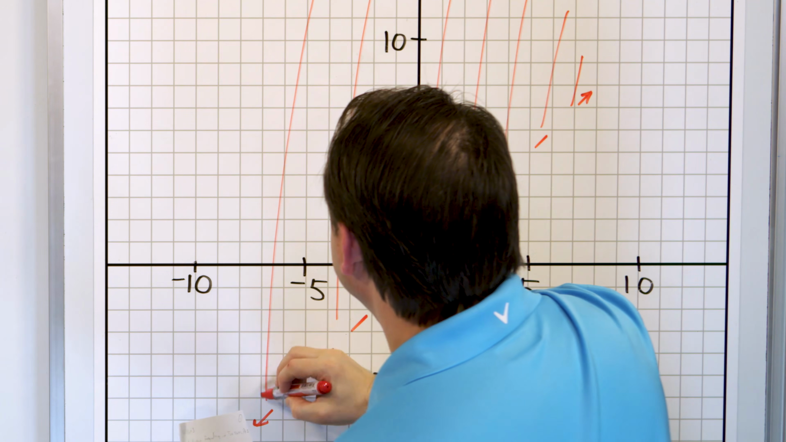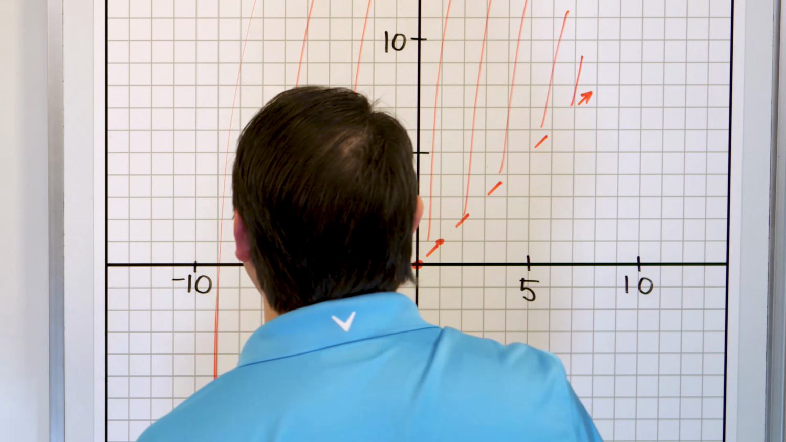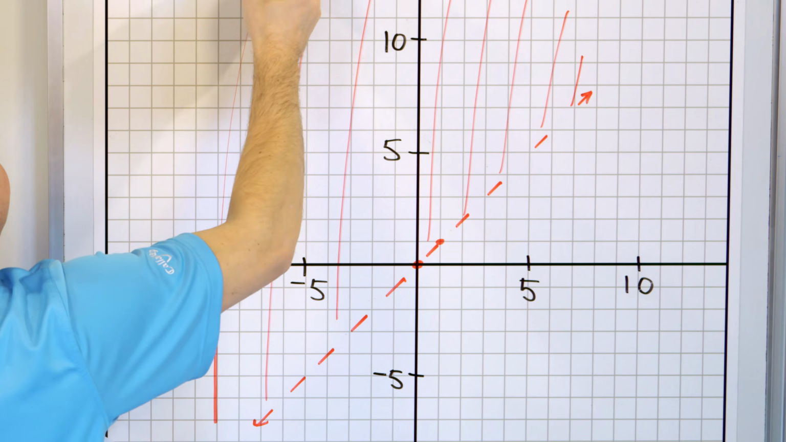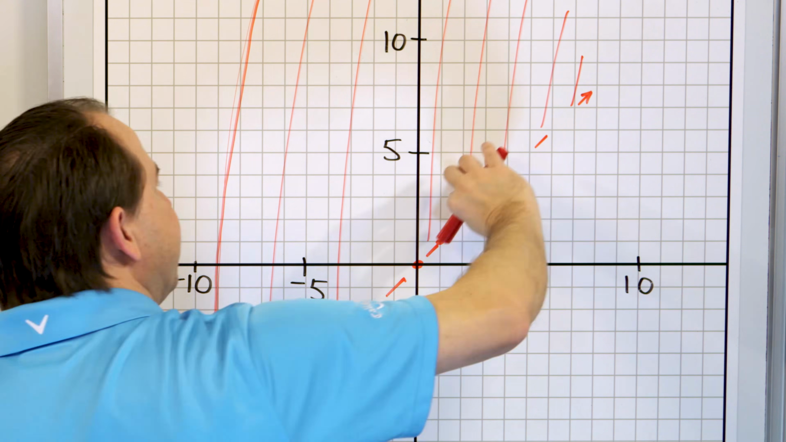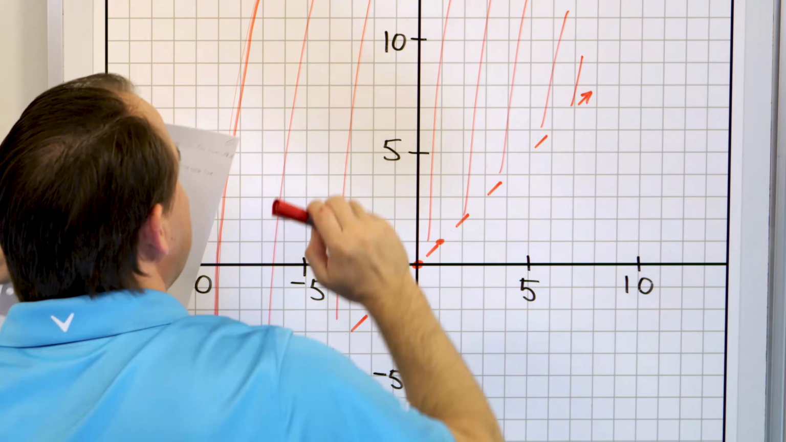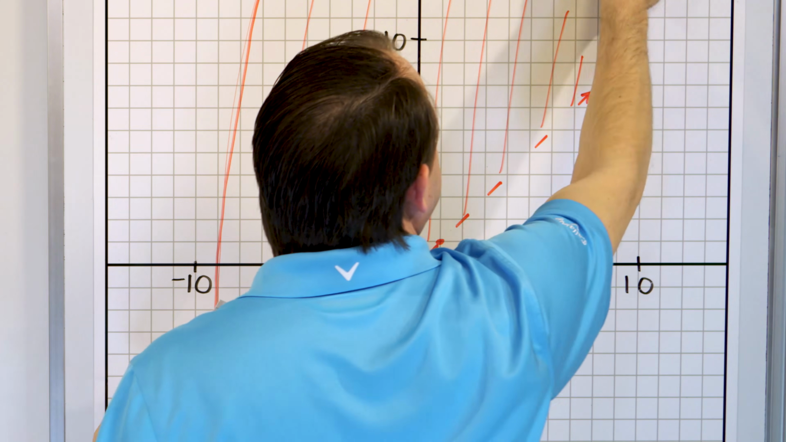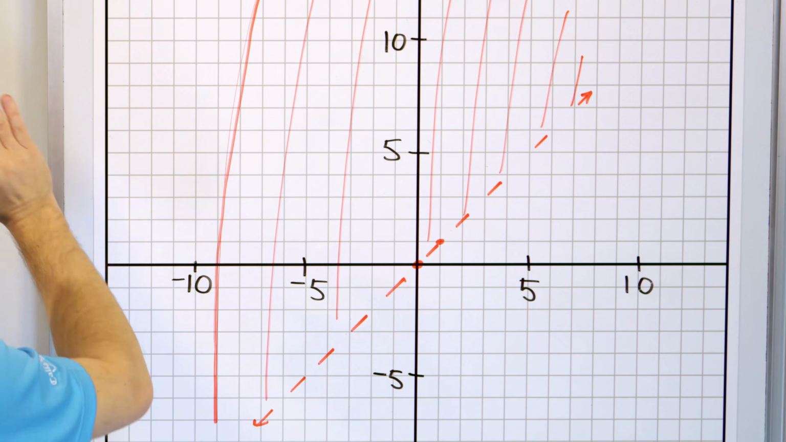Your books might go left, right, up, down as far as the shading goes. Doesn't matter. Basically, you just need to shade everything above this line. So your shaded region here is everything above this line. That means that every point over here that's above this dotted line is part of the solution.